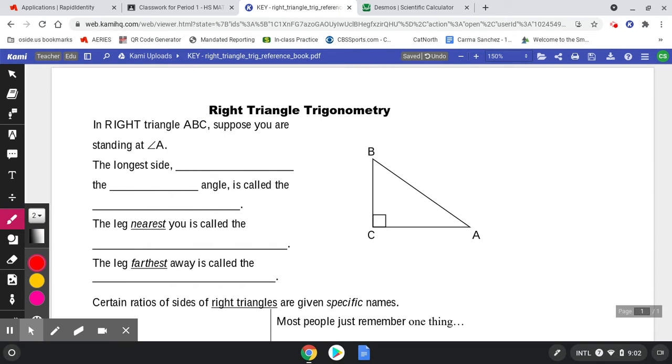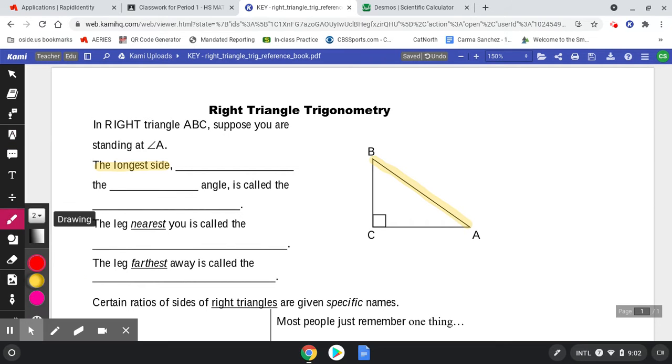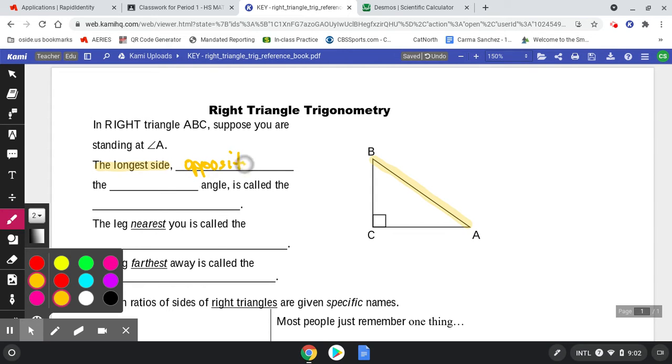All right, we are going to start labeling this triangle first so we're clear on the parts. First of all, let's label what is considered the longest side, also known as the hypotenuse. This is the longest side opposite of the right angle, and that is called the hypotenuse. So go ahead and label that side opposite of the right angle. Here's our right angle. That's our hypotenuse.